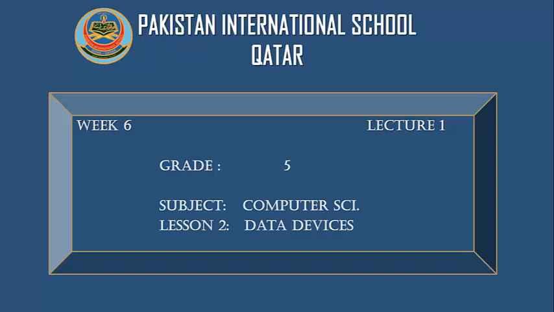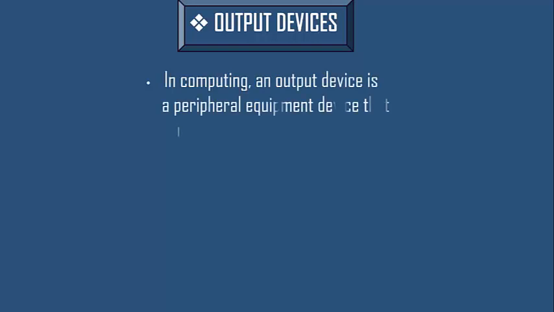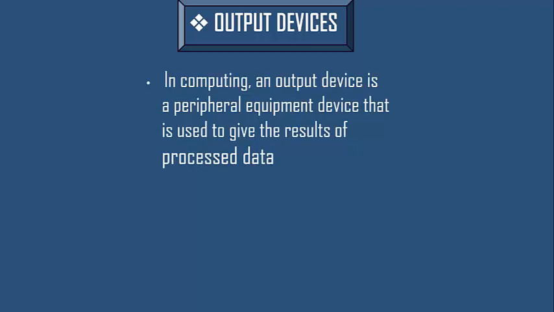Welcome to computer class. In the last class, we have learned about a few input devices. Today we are going to learn about a few output devices. In computing, an output device is a peripheral equipment device that is used to give the results of processed data. I hope you remember the term peripheral, which we have discussed in the previous class.